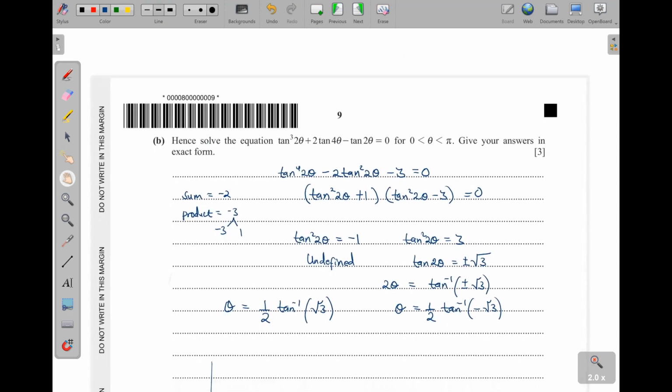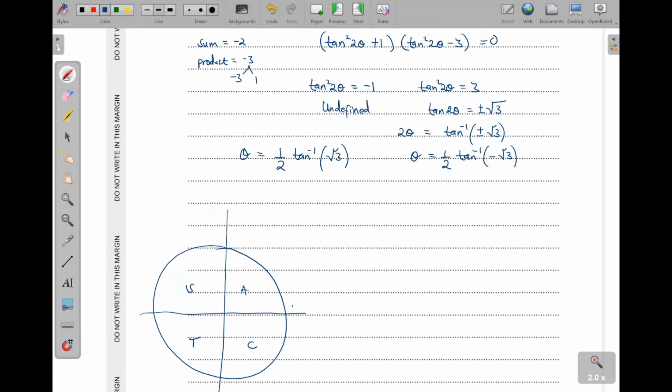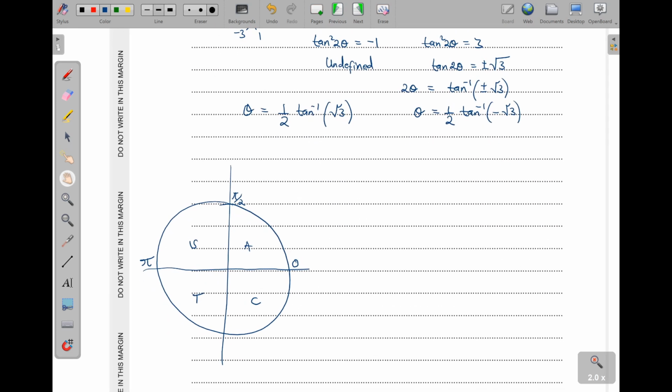So the domain they gave us is in radians. We shall have 0 here, not degrees, this is in radians. Then here we shall have pi over 2, and then pi here. Then down here we shall have 270, which is 3 pi over 2, and then here 2 pi.